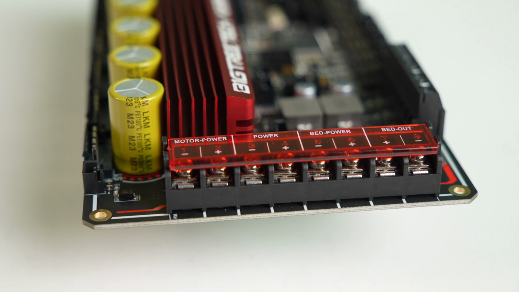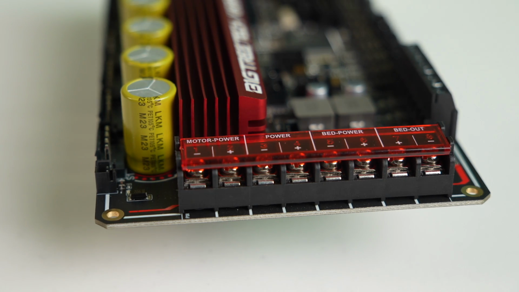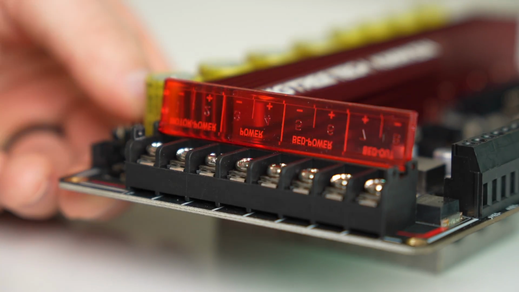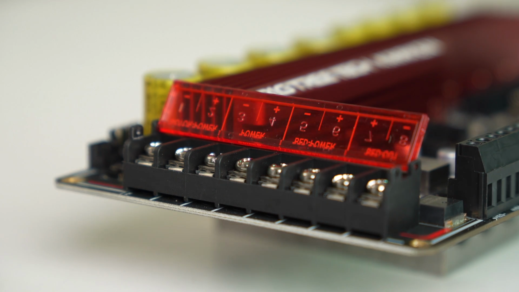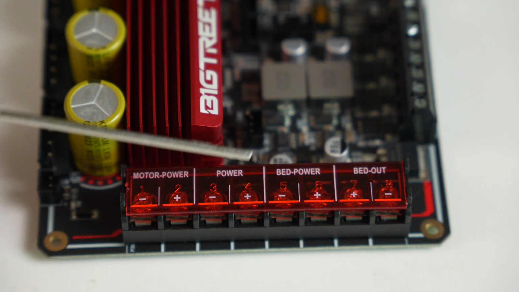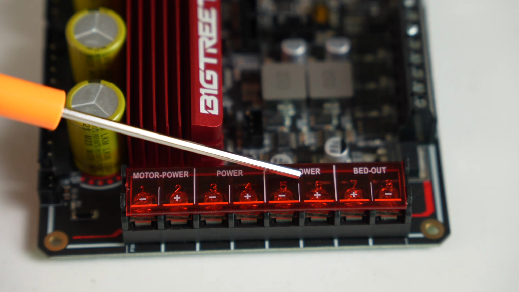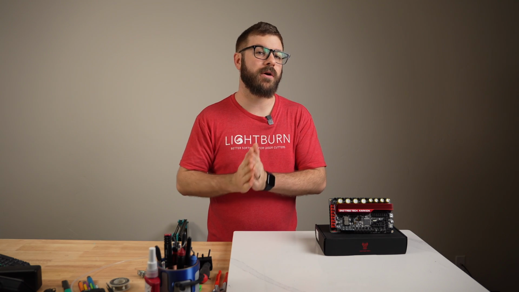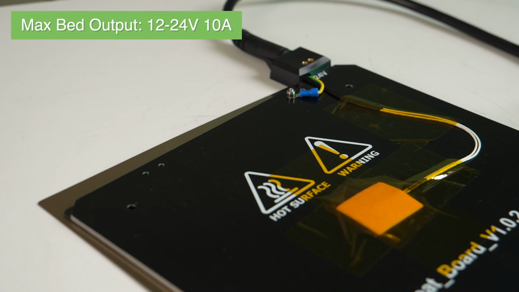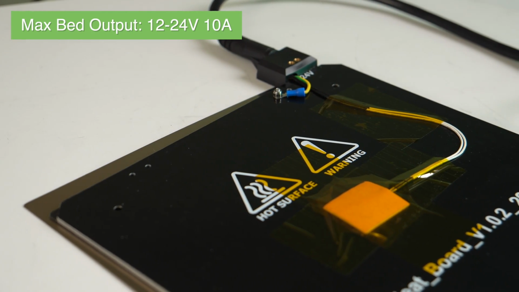On the left side of the board, we have our large screw down terminals. Starting on the left, there's motor power, which lets you use a different power supply for the motors if you are wanting to use higher voltage, followed by 24 volt in to power the controller and our bed connections. This is used to trigger the SSR if you're using an AC bed and can be used to power a 12 to 24 volt DC bed up to 10 amps.